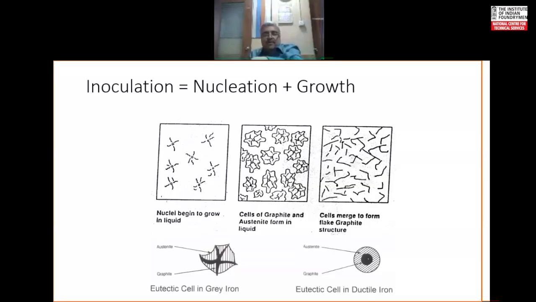So during solidification, cells of graphite and austenite form in the liquid, as this picture shows. And down below you see what we call the eutectic cell, eutectic composition. You get graphite and surrounding austenite forming a cell, and then these cells will merge to form flake graphite structures in gray iron, while in the case of ductile iron, a eutectic cell will be a graphite nodule in the center surrounded by austenite. And at room temperature, we will see this as a bullseye structure, as they call it.